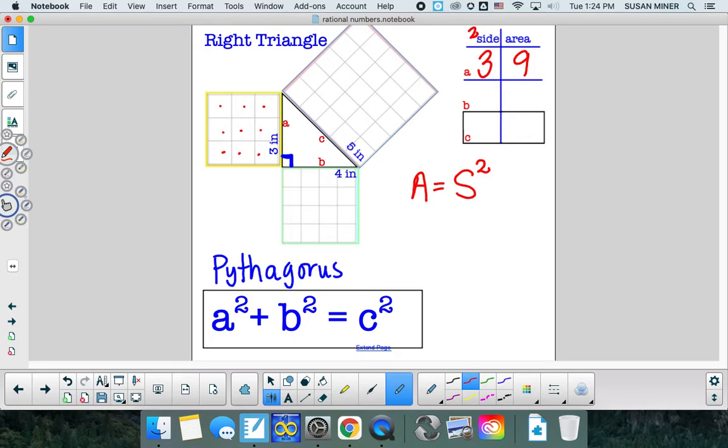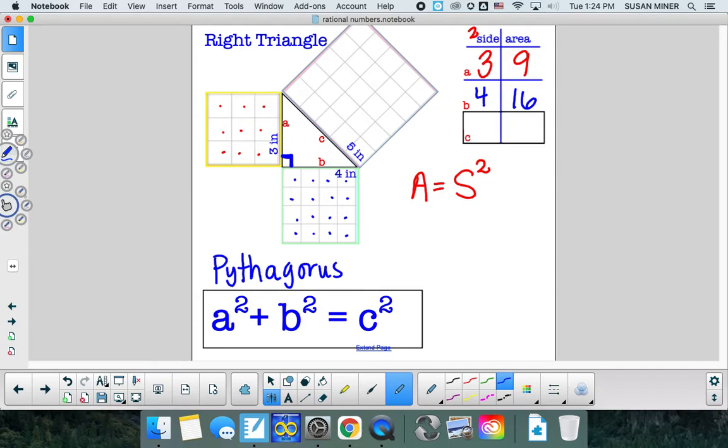Well, then if I look at the other leg of this triangle, I count 1, 2, 3, 4, 5, 6, 7, 8, 9, 10, 11, 12, 13, 14, 15, 16. And the side length was 4. So the area is 16. You can see that it's drawn in this picture. You can see that 16 1-inch squares fit inside the green square, and 9 1-inch squares fit inside the yellow square.